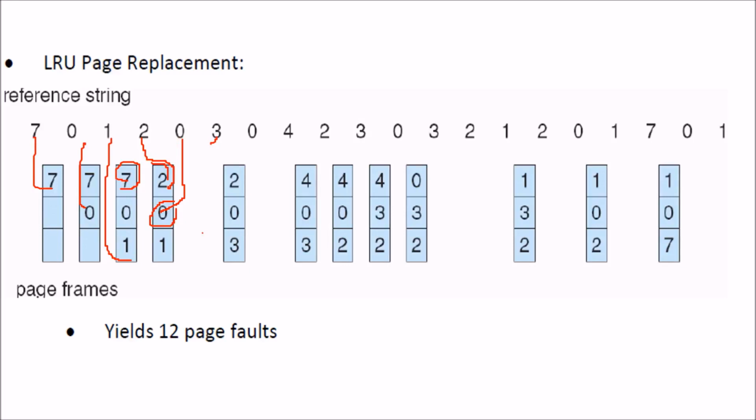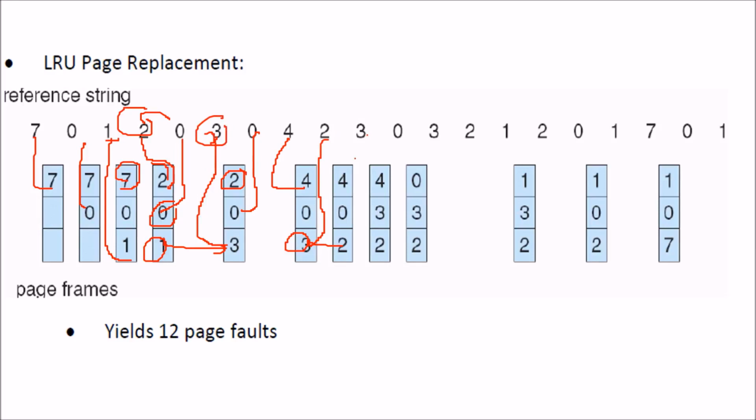But this 1 was earlier than 2 and 0. So 3 will replace 1. This will be replaced. 0 is already there. 4 will come. 4 will replace what? 2, because it was earlier. It was least recently used. 4 will replace this. 2 is already, then 2 will come. 2 will replace this 3, because 3 was quite earlier.